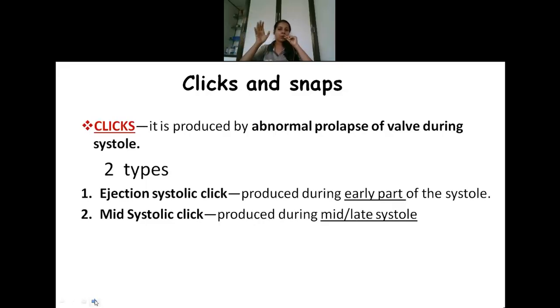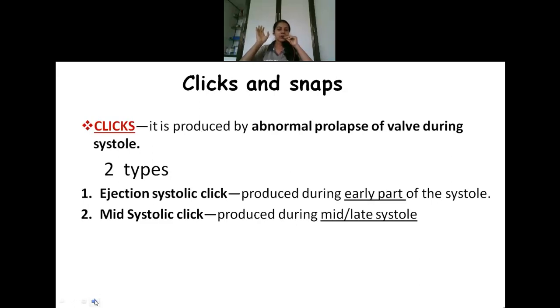the heart valve. So during this valve prolapse, when the valves of the heart are prolapsed, there can be backflow. That time it will produce an abnormal heart sound called a click. Now, many types of clicks are there, but it is not necessary to go through all of them. Two main types of clicks are there, that is the ejection systolic click and the mid systolic click.